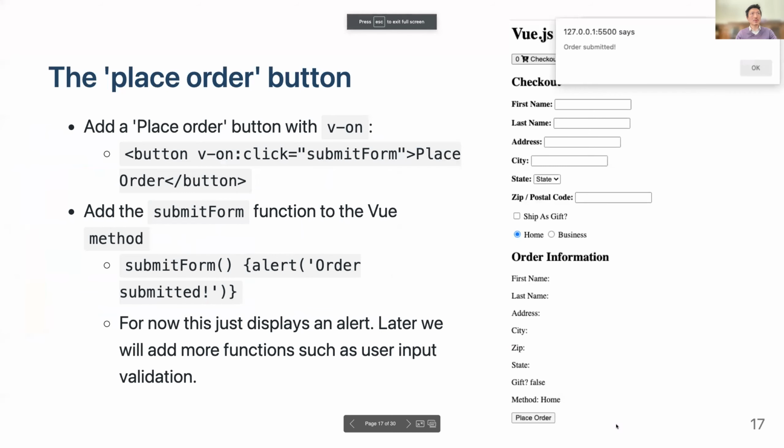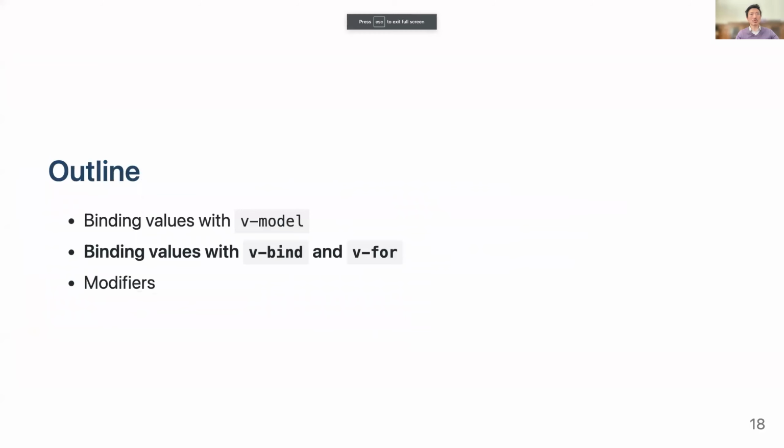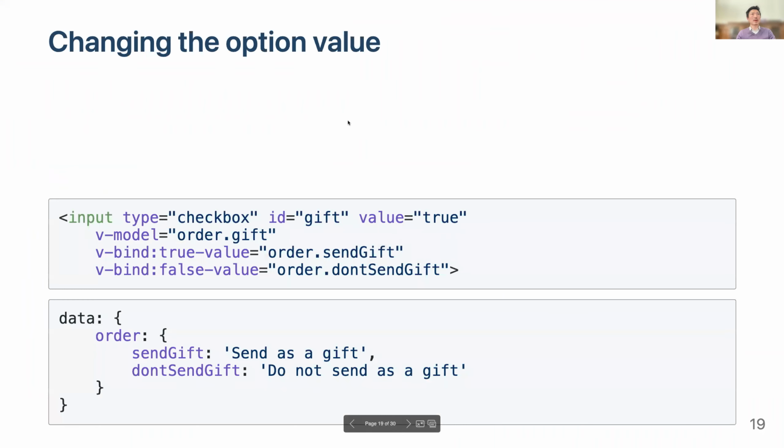Okay, and so that's in terms of v-model for the forms. Next, we're going to have a look at v-bind and v-for. Let me just check in terms of time. Okay, we're a little bit behind. We only have less than half an hour left.